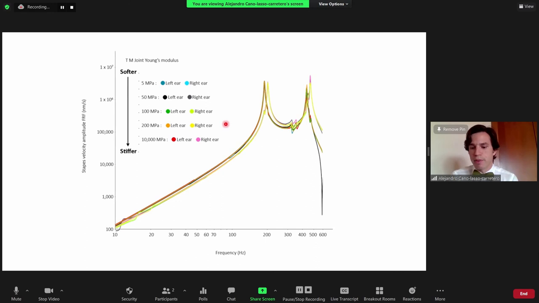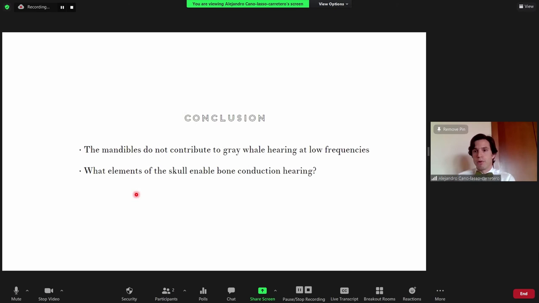Anyway, these are pretty conclusive results. Because it's so constant, we can conclude that the mandibles do not play a role in the hearing mechanism of the whale. So we know they hear through the bones. What are the elements? That would be the key question now to ask. What are the elements or properties of the skull that enable that bone conduction hearing?